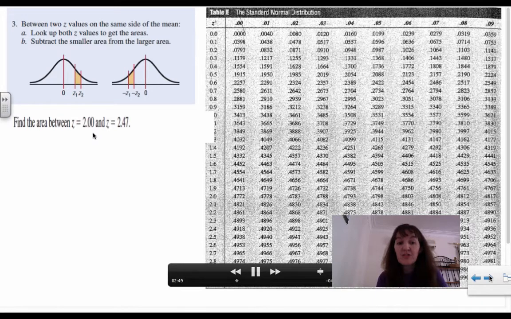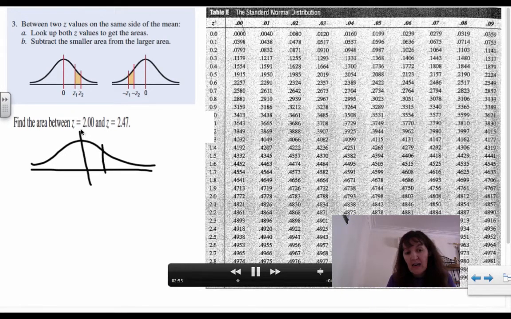Now, this one is between two z-scores. This is a little complex. What if I'm looking between, say, 2 and 2.47, and I want this area here? So I have to find, in this case, two areas on my chart.